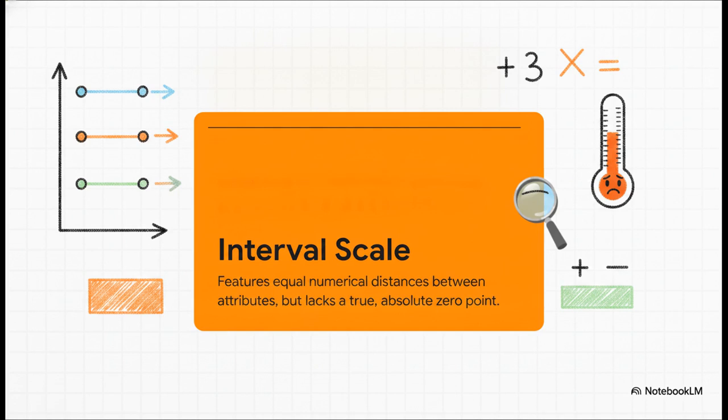But there is a catch. An interval scale lacks a true absolute 0. 0 degrees Celsius doesn't mean there's literally no temperature, right? Because the 0 is arbitrary, you can add and subtract these numbers, but you cannot multiply them. You can't honestly say that 40 degrees is twice as hot as 20 degrees.